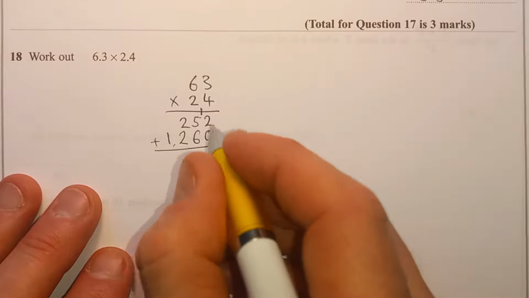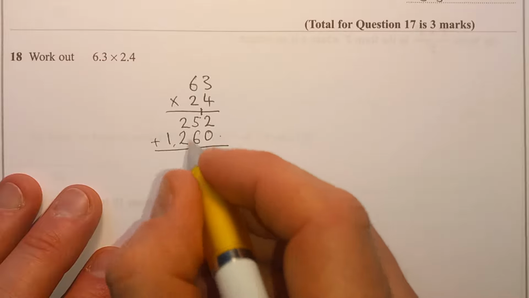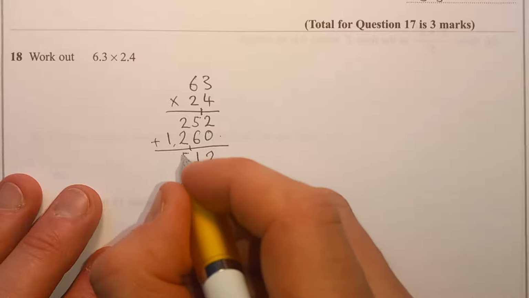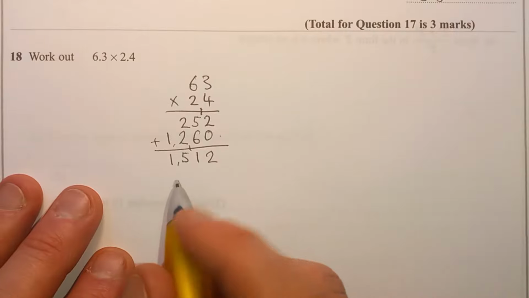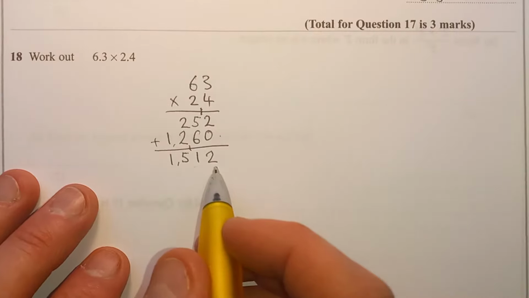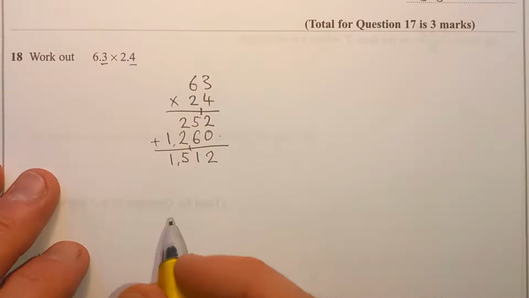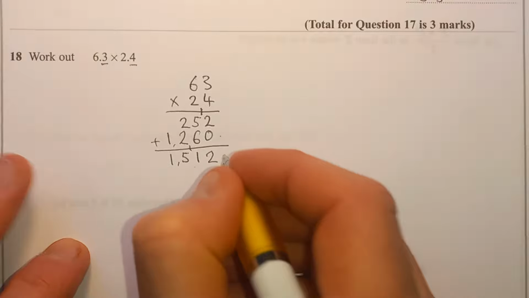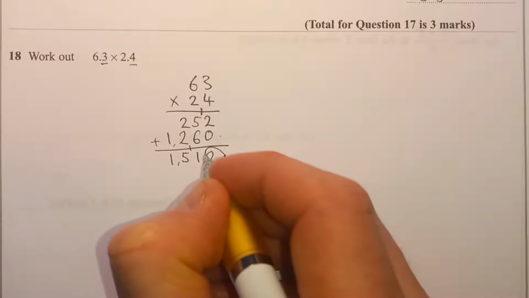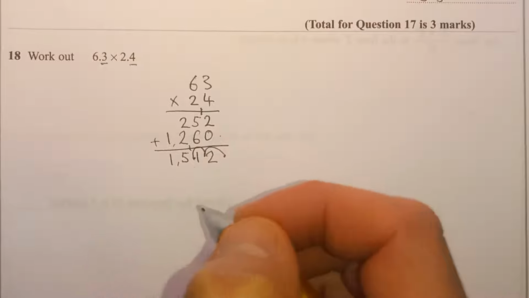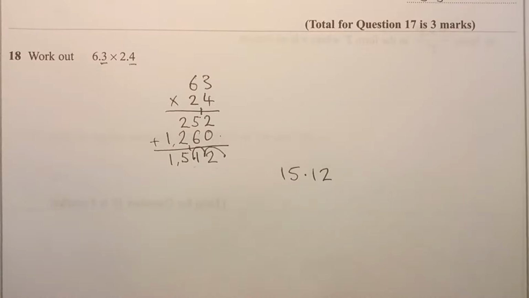So we want to add these together. 2 plus 0 is 2. 5 plus 6 is 11. 2 plus 2 is 4, plus 1 is 5. And 1 on its own is just a 1. So we've got 1,512. But remember, we had some decimal places. We had 1 decimal place here and another decimal place here. So that's 2 altogether. So we need to put the decimal point back in. So we get an answer of 15.12.